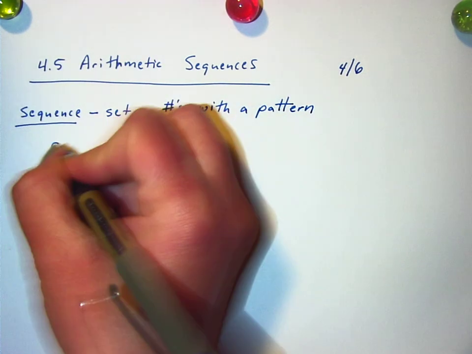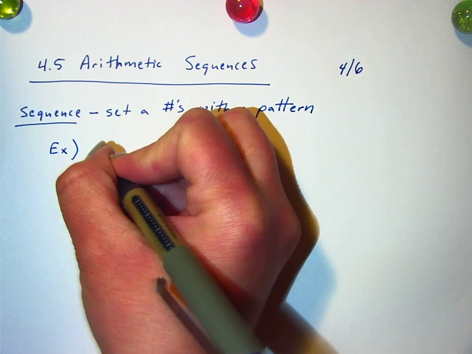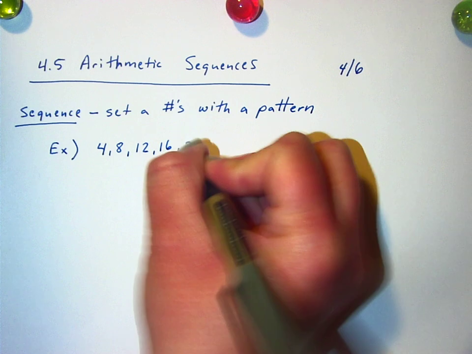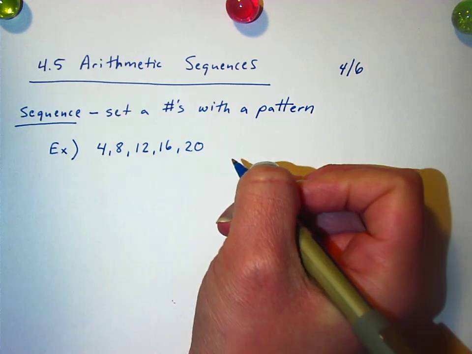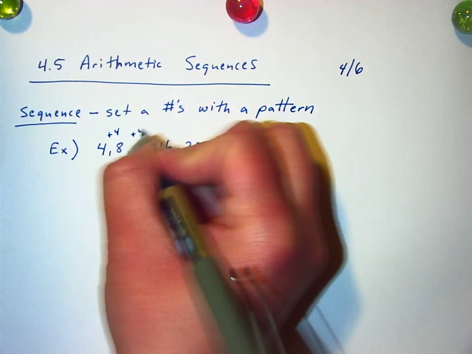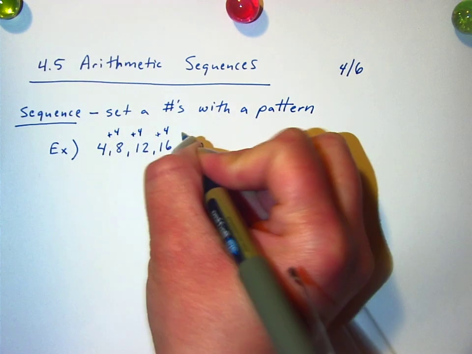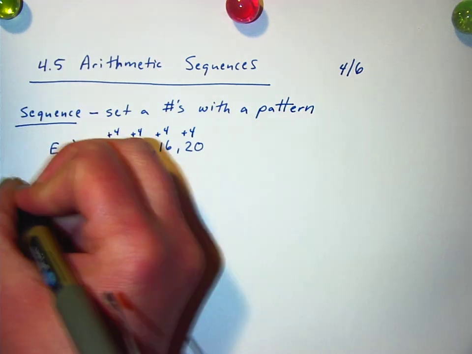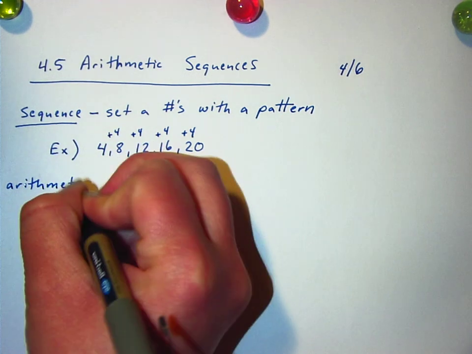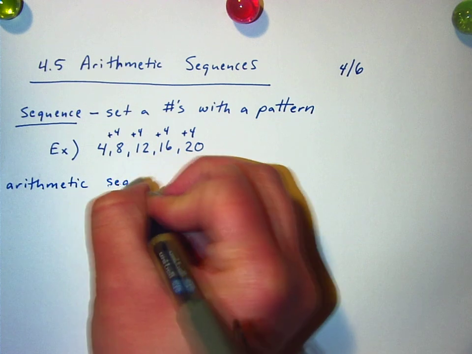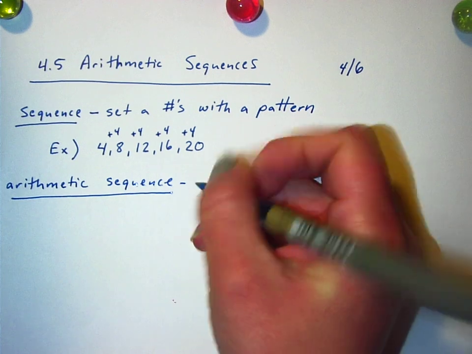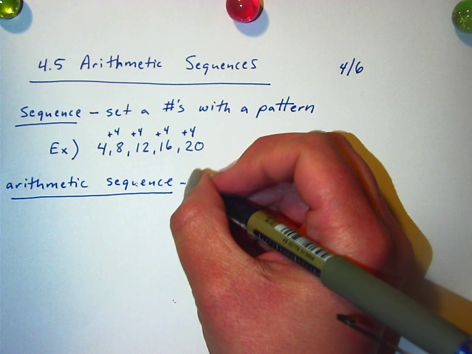For example, you could have something like 4, 8, 12, 16, 20, etc. And you see the same pattern every time is that we're adding 4. But it's always the same pattern if it's arithmetic. So an arithmetic sequence, which is specifically the ones that we're dealing with today, and the reason why we're dealing with those is because they're directly related to like y equals mx plus b, that kind of thing.